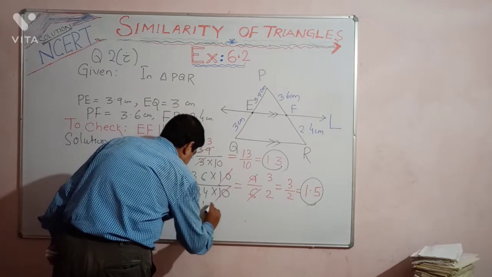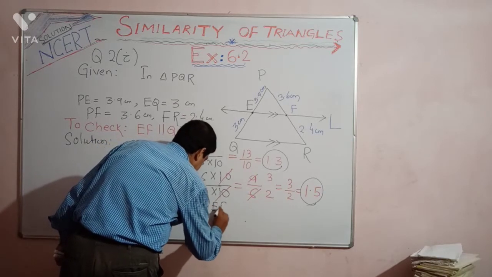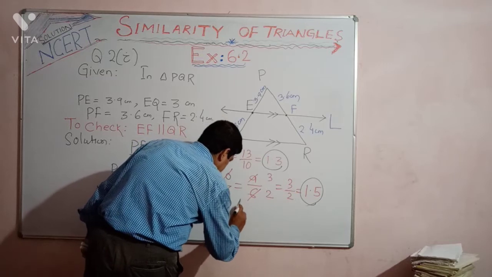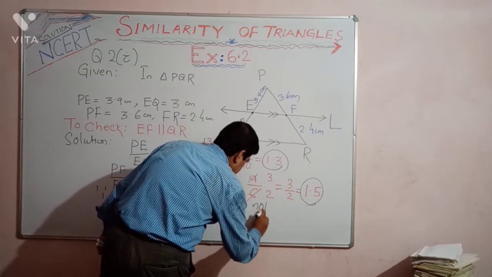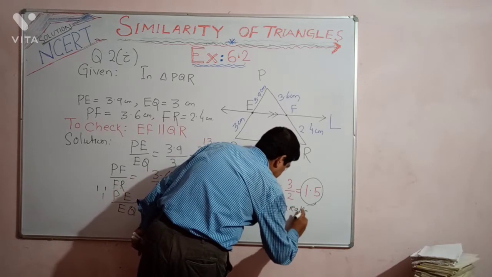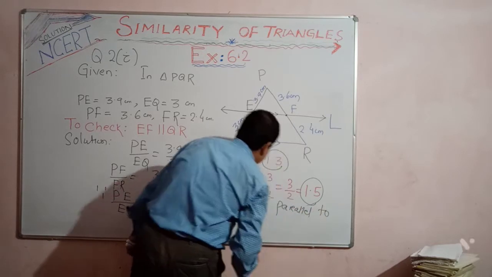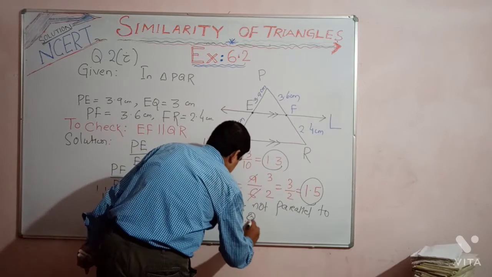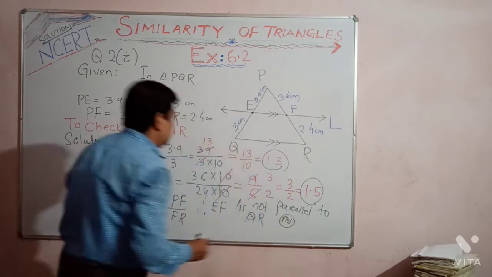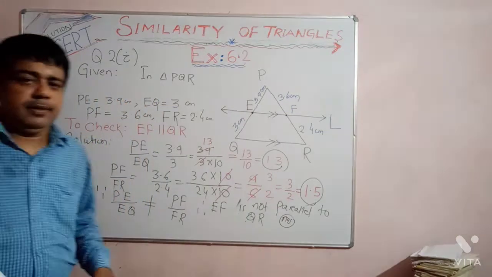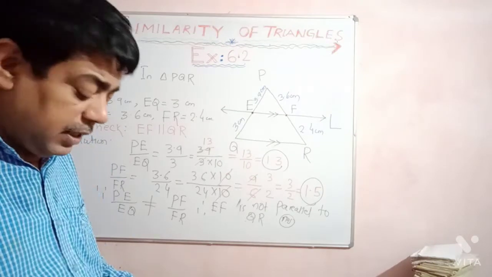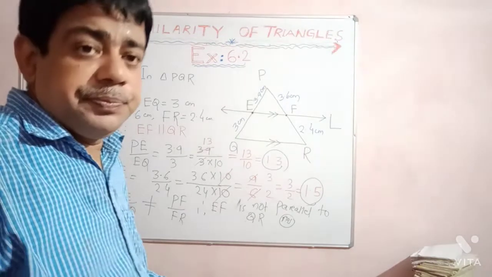Hence, EF is not parallel to QR. This is how you can check whether the line EF is parallel to QR or not. Okay, so it's okay now.